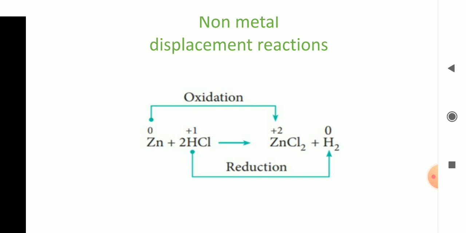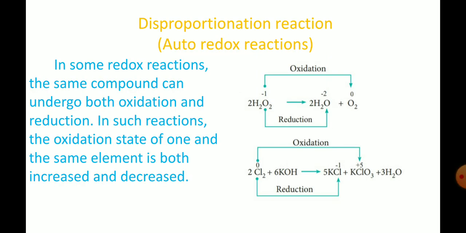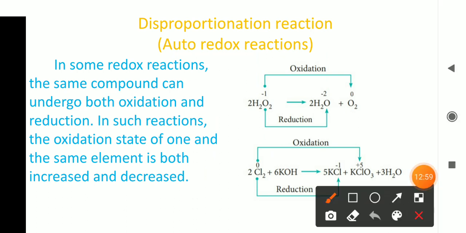Okay, then type number 4 is disproportionation reaction. It can also be called an auto-redox reaction. It's a very simple one. Look at the definition first. In some redox reactions, the same compound can undergo both oxidation and reduction. Look here, let us take the example of hydrogen peroxide, H2O2.